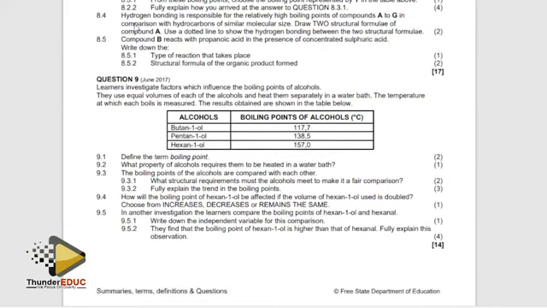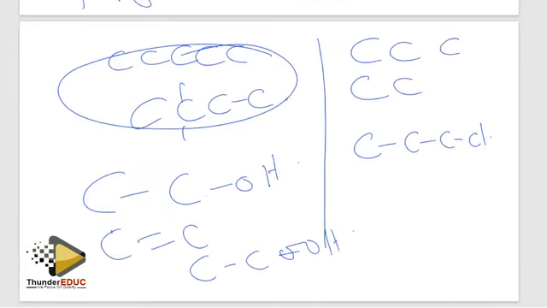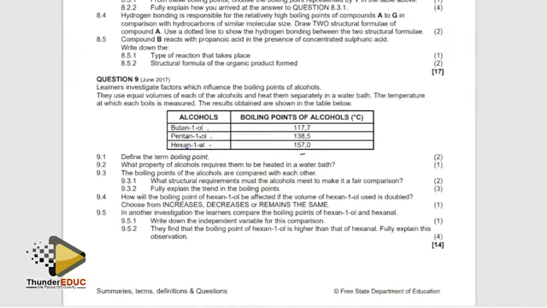Look at this. You have butanol, pentanol, and hexanol. All of them are straight chain, for example. Which one is going to have a higher boiling point? Definitely, we shall see that hexanol has a higher boiling point compared to the others. Why? Because of the number of carbon atoms. This one has 3, this one has 2, so this one is going to have a higher boiling point compared to this. Do you understand?